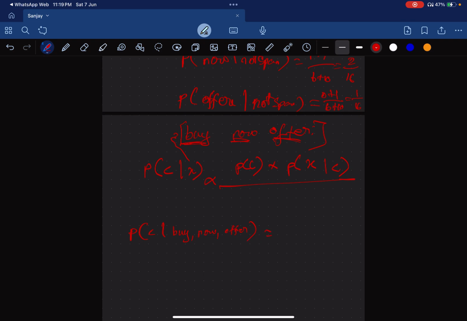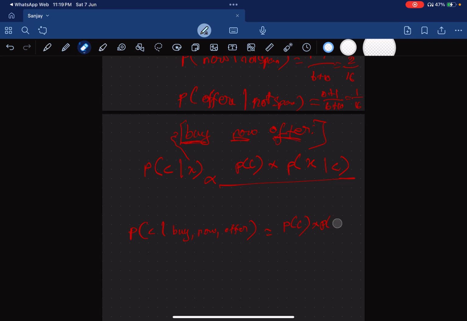If you expand this equation, that is P of C into P of buy given class C into P of now given class C into P of offer given class C. You can write in any order, it doesn't matter. This is the probability formula, and this is how we find the likelihood and the probability of a data. Here, C is called the classes.